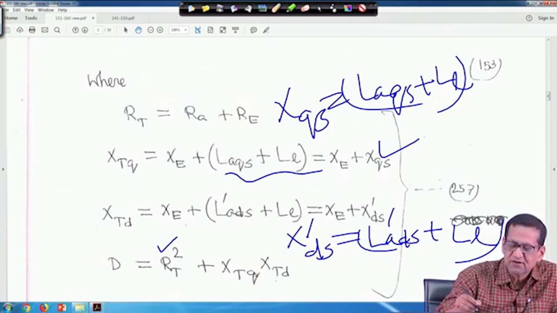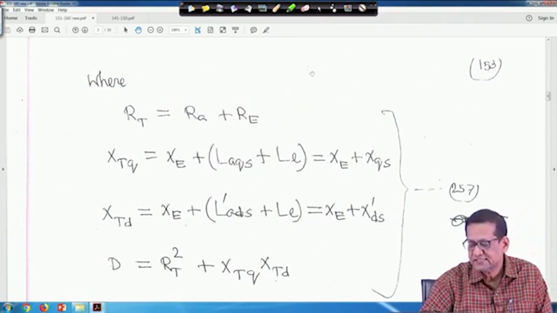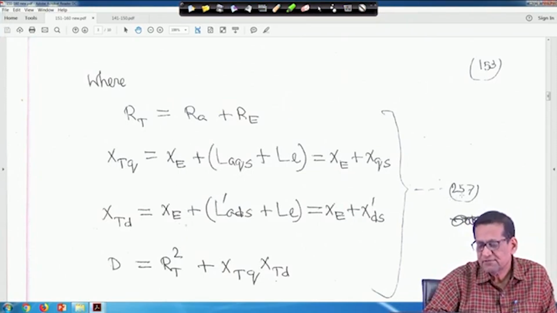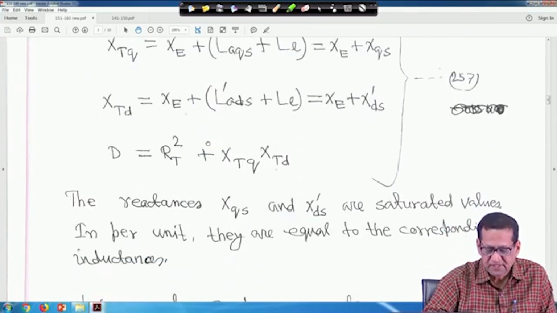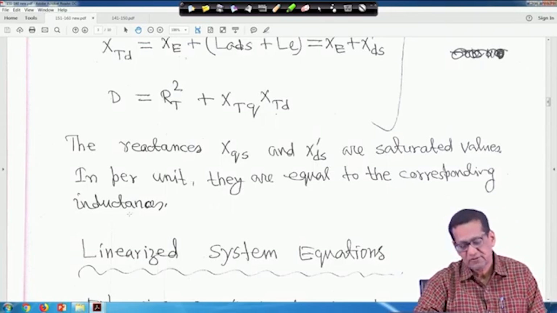These expressions are not difficult; just put one after another and get those expressions. All these equations collected together are given as 257. The reactances XQS and XDS dash are saturated values. In per unit they are equal to the corresponding inductances, as I told you.